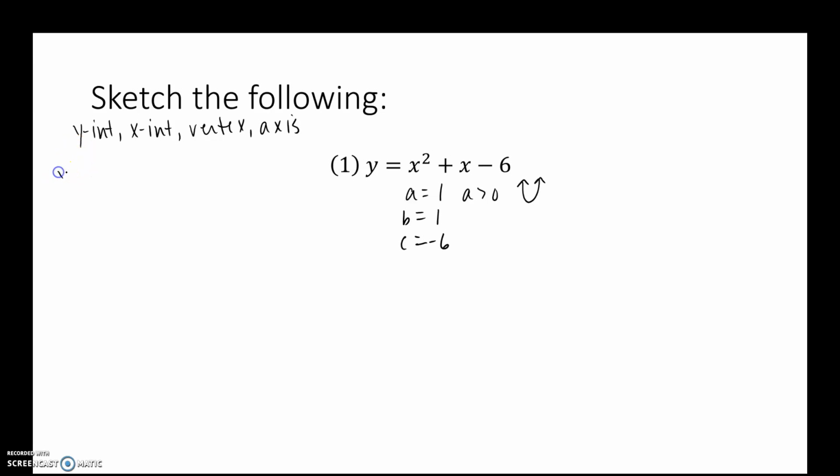Okay, so first we'll start with the y-intercept. So for the y-intercept, I set x equal to 0. Okay, so wherever I see an x, I replace it with 0. All my zeros go away, so y is equal to -6. And that's what I started the video with. In standard form, your y-intercept is just 0, your value of c.